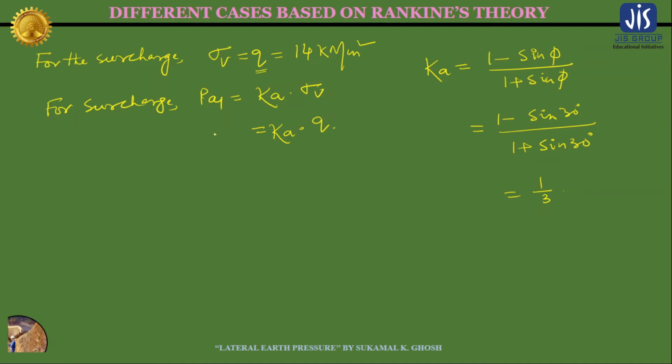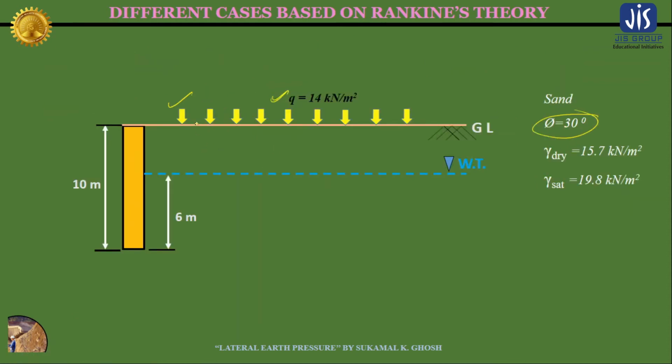Okay, so the PA1 will equals to the value of Ka is 1 by 3 and the value of Q is 14. So if you solve it, you will have 4.67 kilonewton per meter square. Okay, so here due to this surcharge, the pressure distribution diagram will be rectangular as we discussed in the various cases, right? So this is PA1.